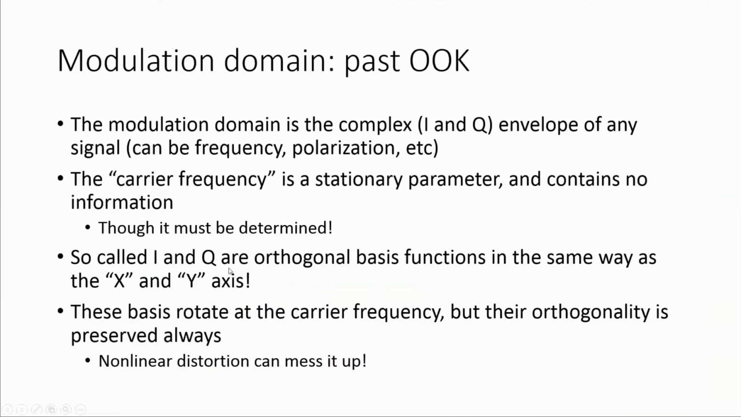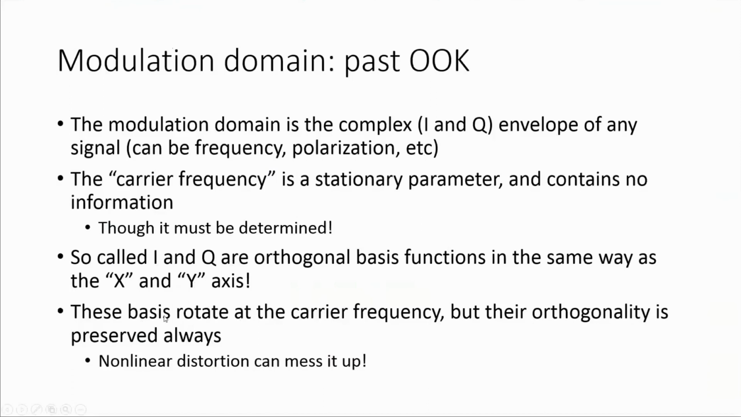The I and Q are the orthogonal basis, just like X and Y. X and Y, if we make little vectors, are orthogonal vectors. Their dot product is 0, so that we can form a set of coordinates. So in-phase and quadrature components are just that.